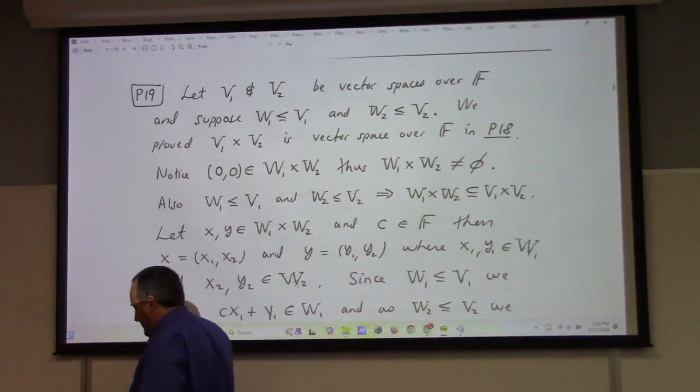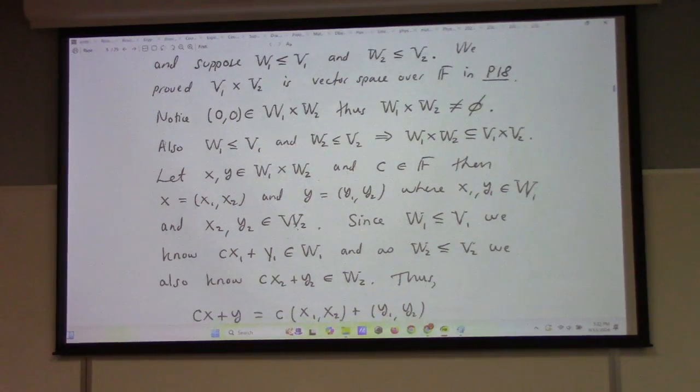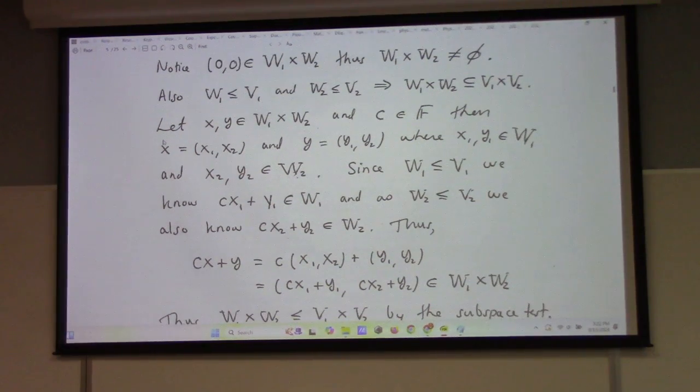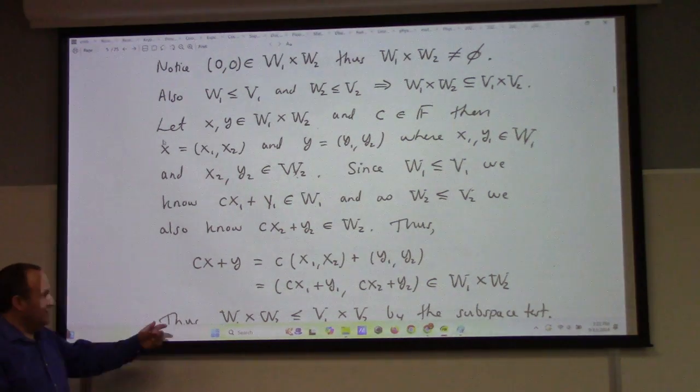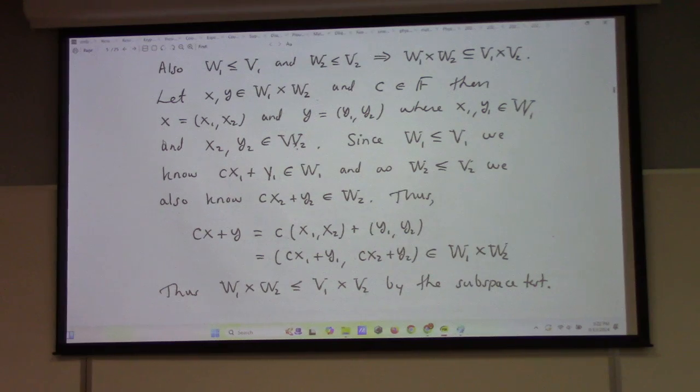And consequently, when I look at the pair of linear combinations, right down there, I've got something that's in the Cartesian product of the 2 spaces, and as such, Cx plus y is in the Cartesian product. But that shows that Cx and x plus y are both in the Cartesian product of the subspaces, which then by the subspace test proves that it's a subspace of the Cartesian product of V1 and V2. It's a lot of saying. It's easier to write than it is to say. Okay.